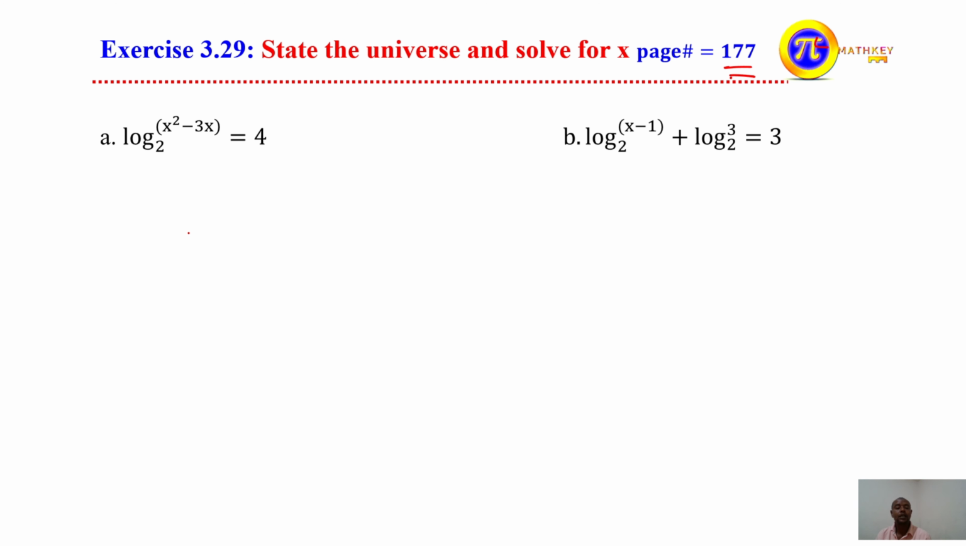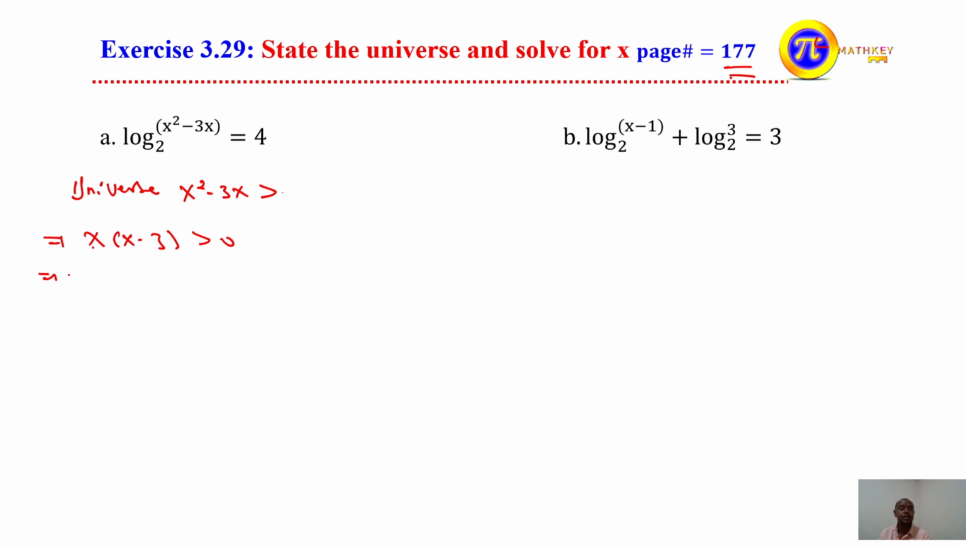First, state the universe. What is the universe for this? To state this, we say x squared minus 3x must be greater than 0. This implies, taking x common, x times (x minus 3) is greater than 0. This holds when both factors are greater than 0 or both are less than 0.